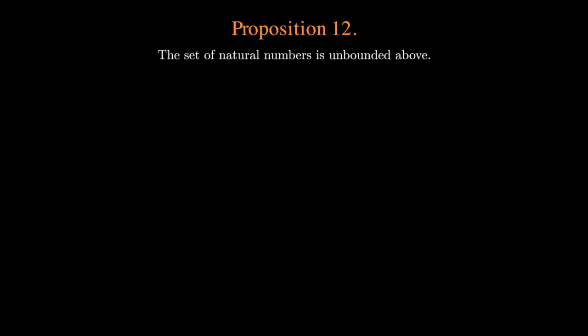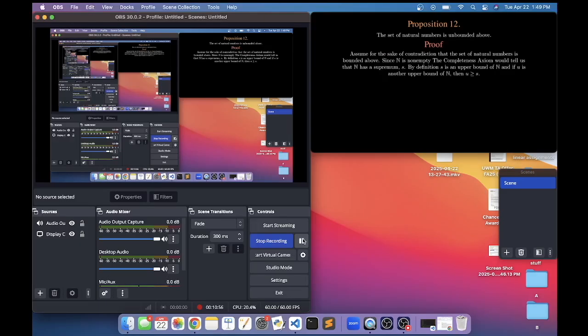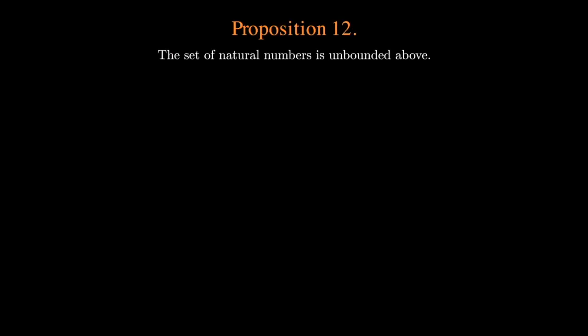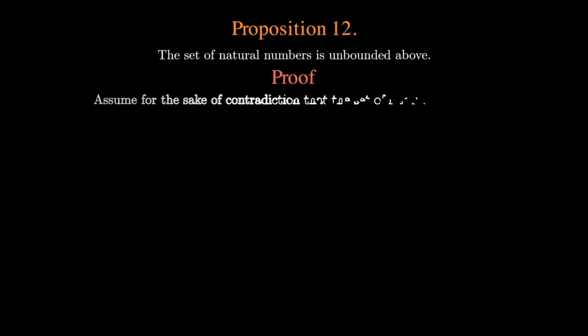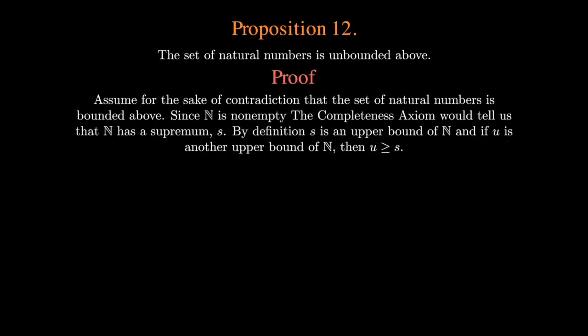Our next proposition states that the set of natural numbers is unbounded above. We will use the completeness axiom to prove this. We start by assuming, for the sake of contradiction, that the set of natural numbers is bounded above. Since the set of natural numbers is non-empty, the completeness axiom would tell us that the natural numbers have a supremum s. By definition, s is an upper bound of the natural numbers, and if u is another upper bound of the naturals, then u is greater than or equal to s.